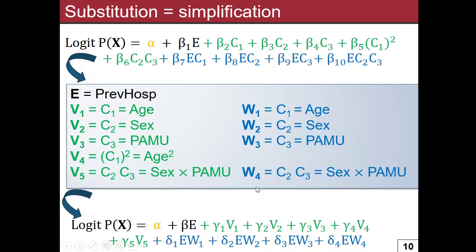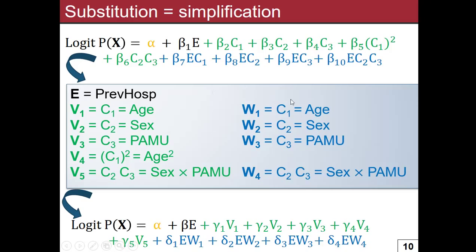And we had this really complicated looking model here. We said that you can have C variables, control variables, and special versions of them, so a C squared and a sex times PAMU. And these all operate as confounders. These are all just extra things to control for in the model. But they're not effect modifiers because they're not multiplying the exposure. If you have age squared in the model and you're interested in the odds ratio for exposure, you're controlling for this in order to get a better estimate of the exposure odds ratio. That's why these are V terms. They sit by themselves.